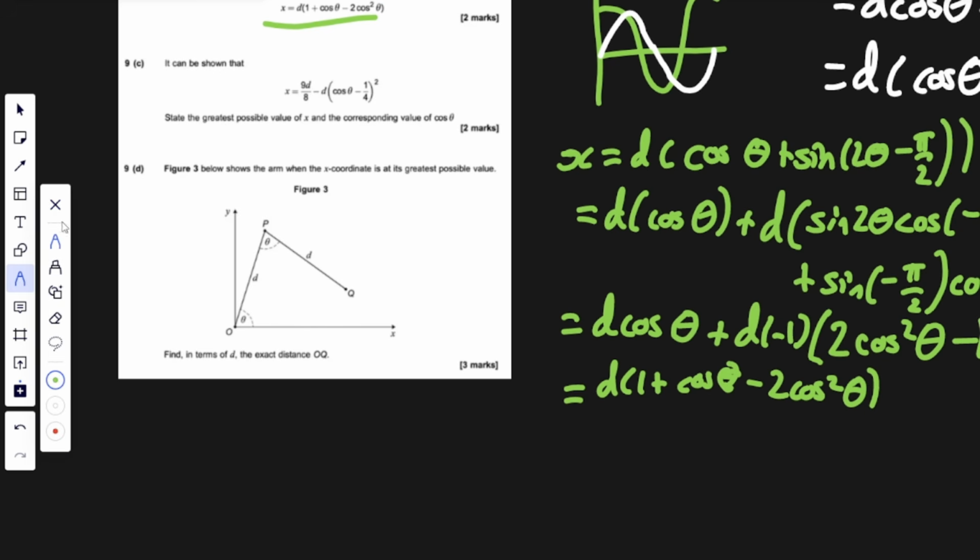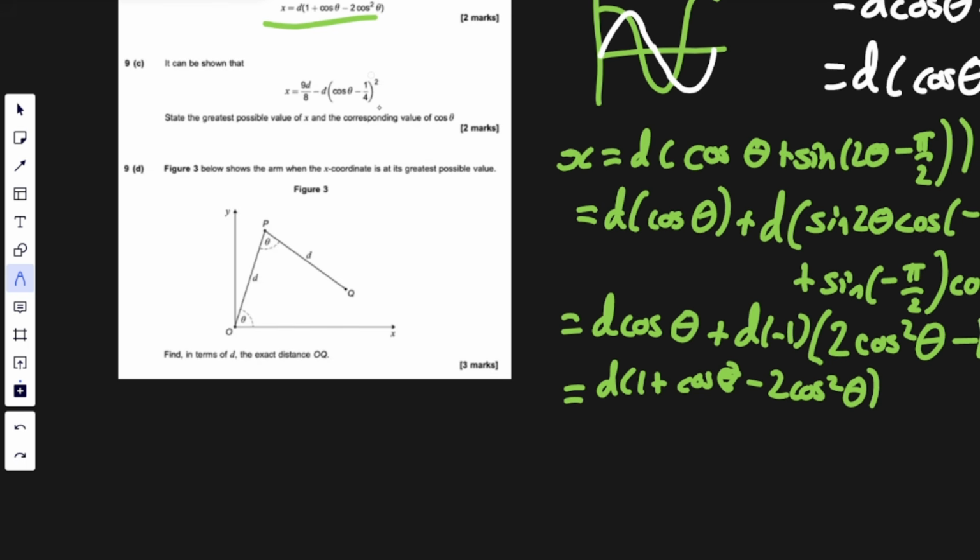Now when it says state the greatest possible value of this, what you want to look at is what changes. So d doesn't change, d is a constant. Theta is the only thing that changes. Theta is kind of locked up inside of here. So considering that this is a negative, it's subtracting, and I'm after the greatest possible value, I want to make this as small as possible.